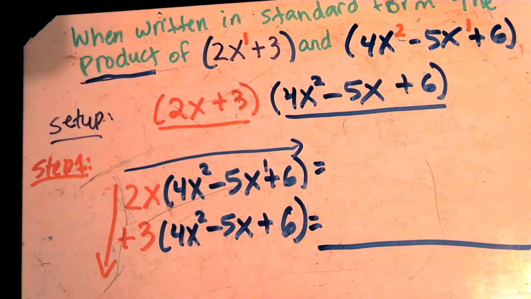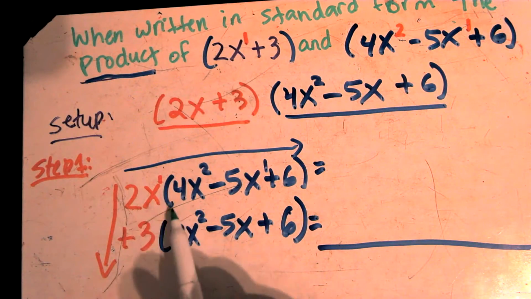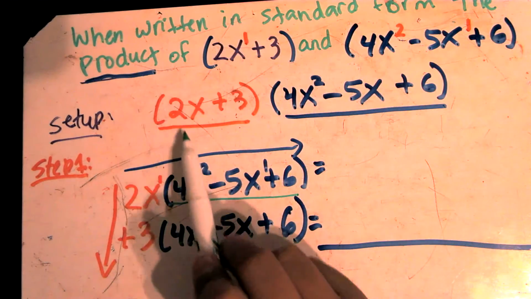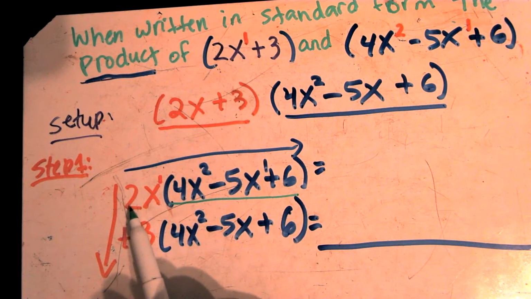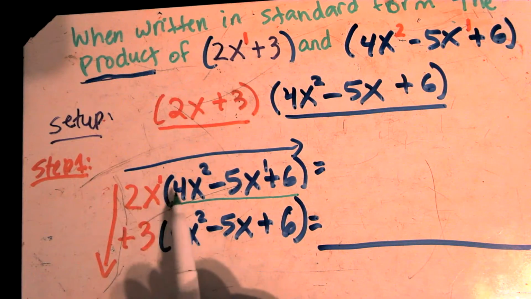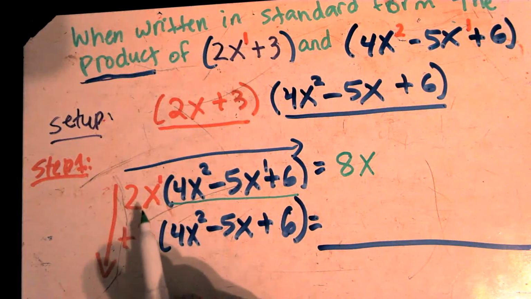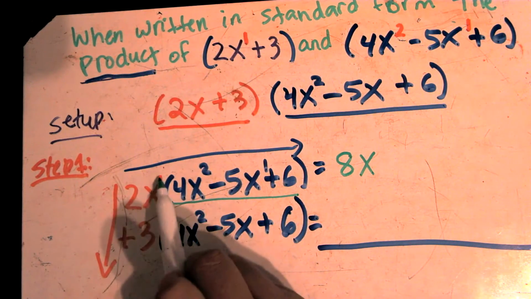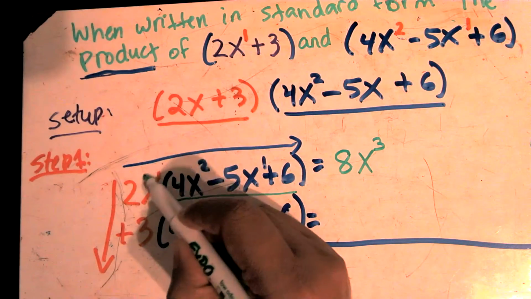And then we're going to distribute. So first we're going to distribute the 2x to the entire second polynomial. You're going to multiply the coefficients. 2 times 4 is 8. And then we're going to add the exponents. 1 plus 2 is 3. So that's this first arrow.